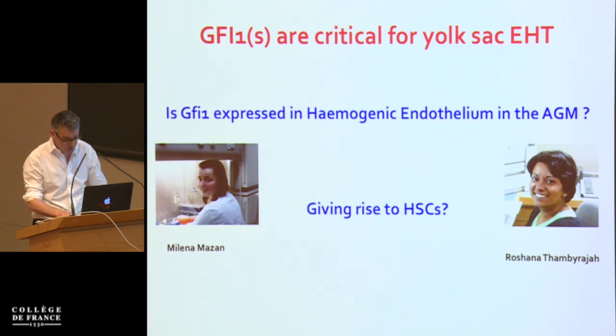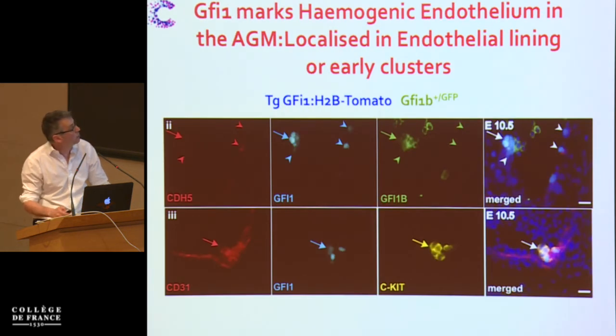Because this is perhaps a more important question. And to do this, what we did, staining of this dorsal aorta, and we generated our own GFI1 H2B tomato, so we can distinguish GFI1 from GFI1B. So we have two reporters: H2B tomato for GFI1, GFP for GFI1B.